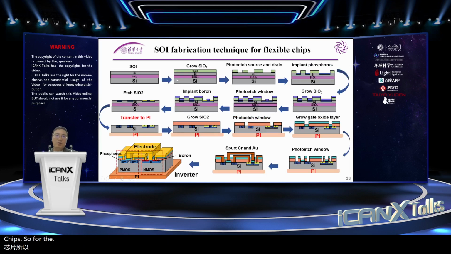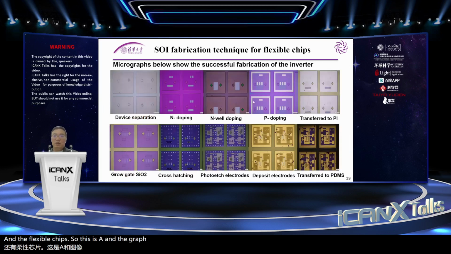For the SOI technology, there is silicon oxide and the top silicon. When we fabricate the functional units composed of PMOS and NMOS, finally we can remove the substrate, and then we transfer the units onto the flexible substrate. Finally, we can get the flexible chips. So this is the graph of the chips.